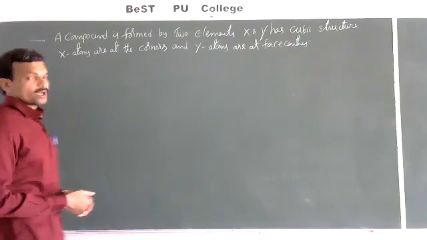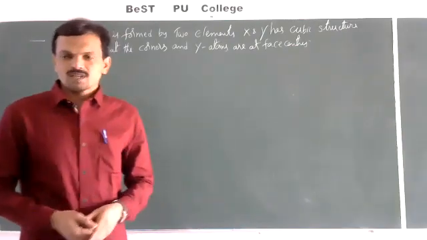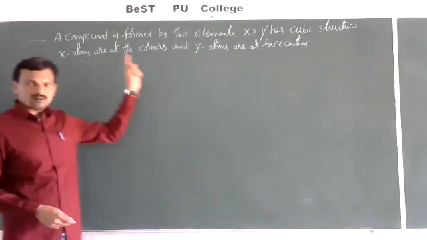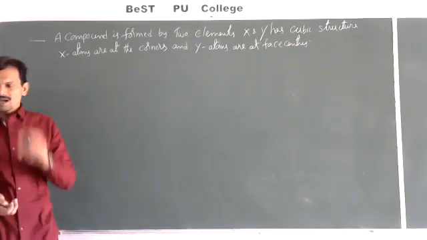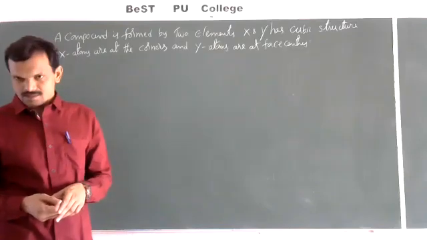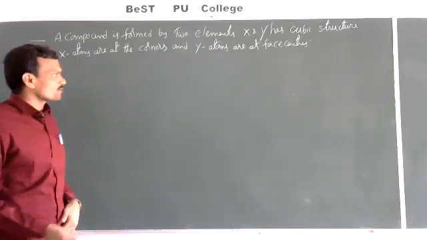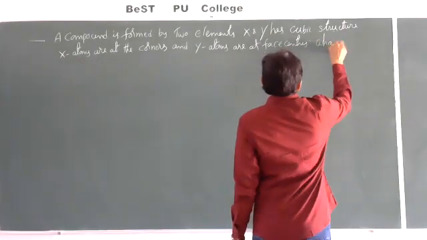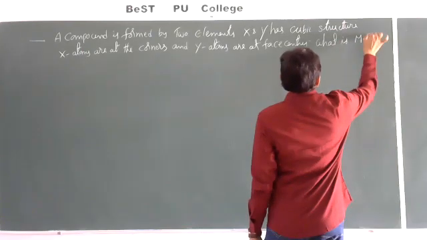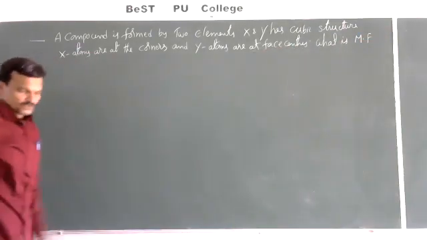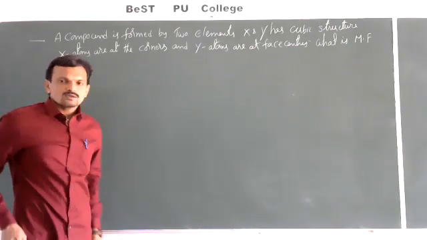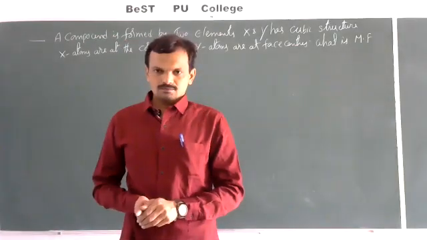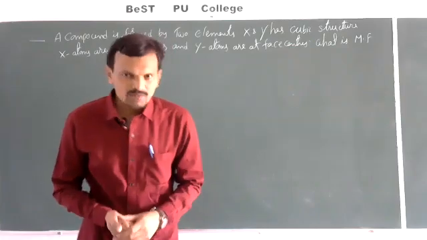A compound is formed by two elements, X and Y, and has a cubic structure in which X atoms are at the corners and Y atoms are at face centers. Then what is the molecular formula of the compound? If they ask a question like this, we have to calculate the contribution of the particles in the lattice. Based on that, we can write the molecular formula of the given compound.